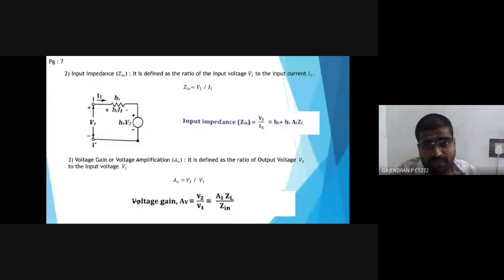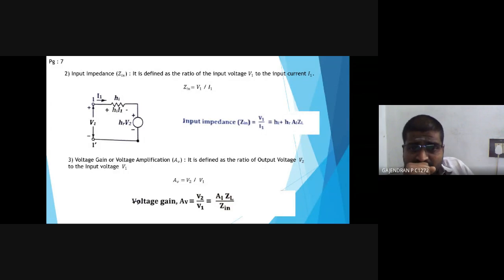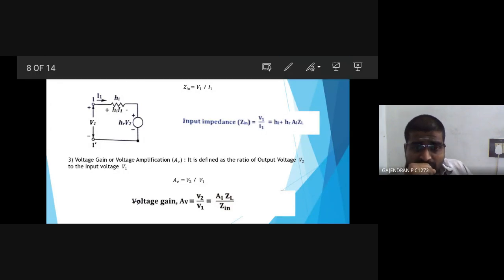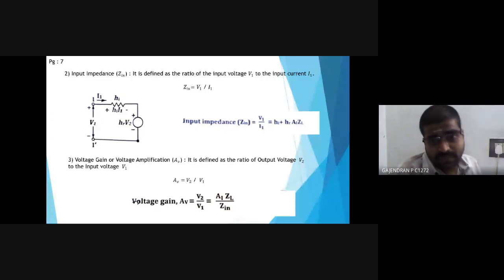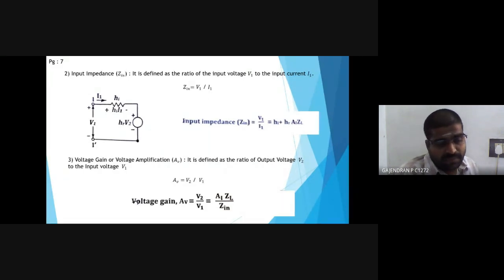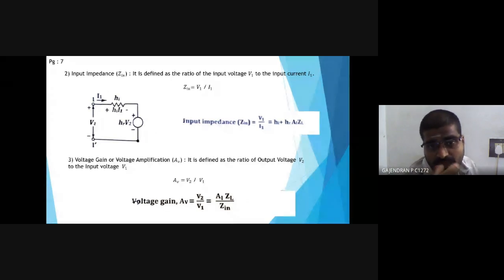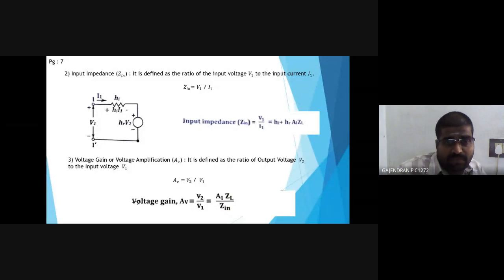Now we're going to talk about voltage gain. Voltage gain is defined as the ratio of output voltage to the input voltage. It's like the current gain. Let's have gain in mind: gain means the ratio of output by input. If they ask about current gain, it's output current by input current. If they ask voltage gain, it's the ratio of output voltage by input voltage. The basic concept is output by input. If they ask current, put I, and if they ask voltage, just put V. Output means 2, input means 1.